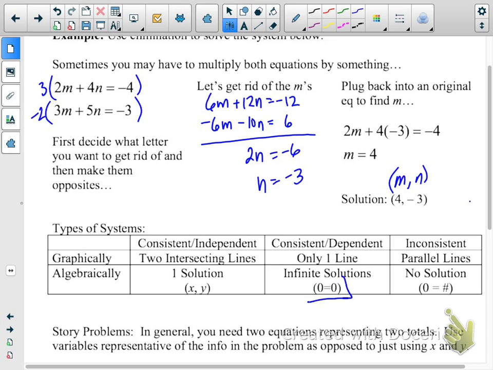This is what you would get if you were solving it algebraically. In the first case here, all of your letters cancel out and you end up with 0 equals 0 or 5 equals 5 or something like that. That means infinite. Here, all your letters cancel out and you end up with something like 0 equals 5. 0 doesn't equal 5, so that's no solution.